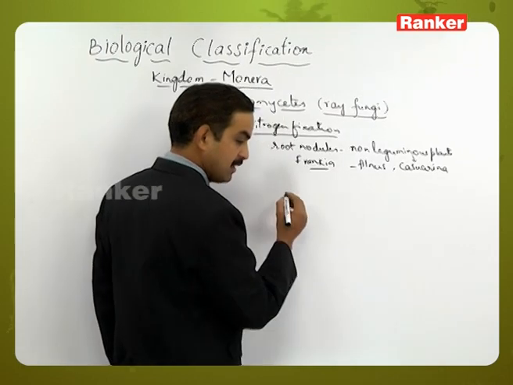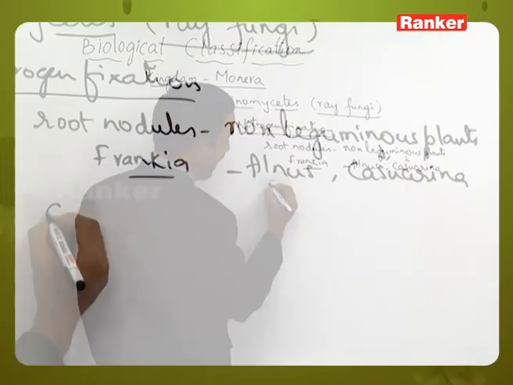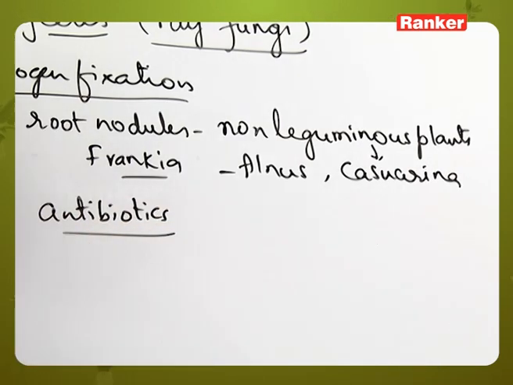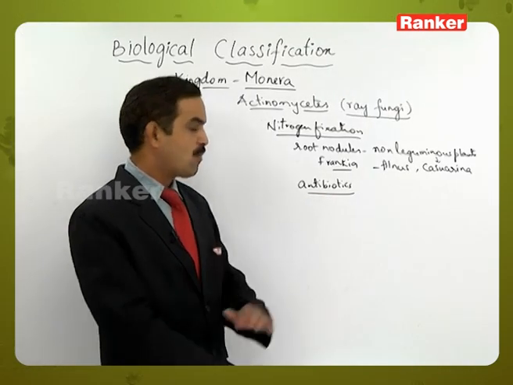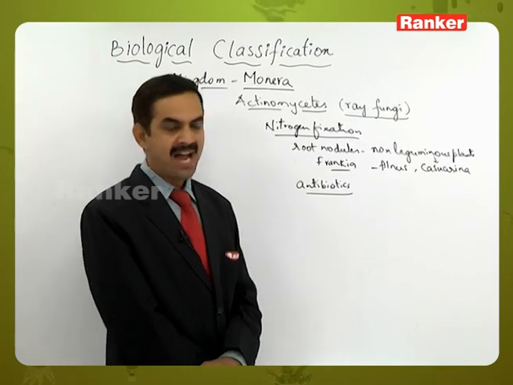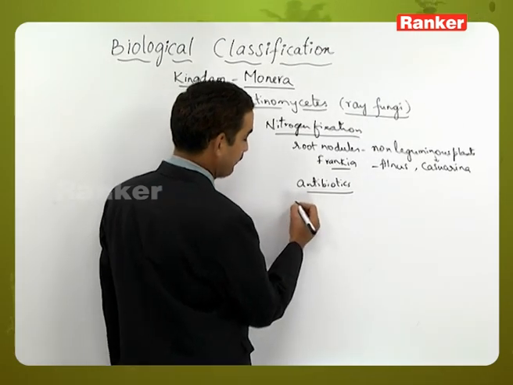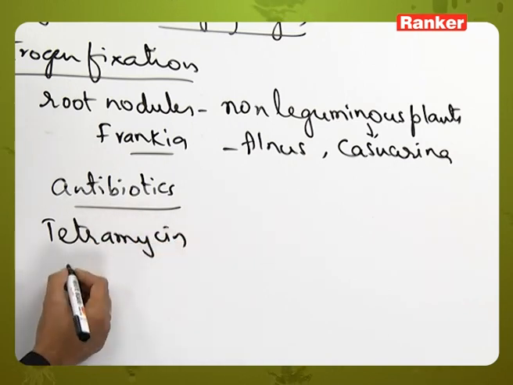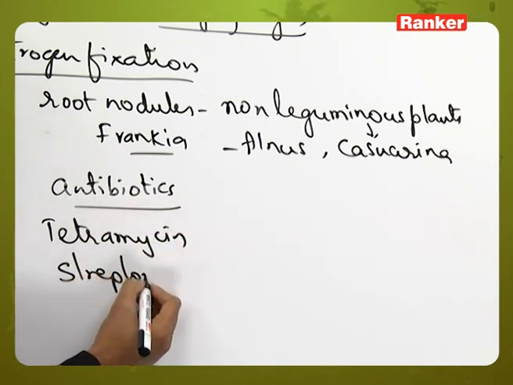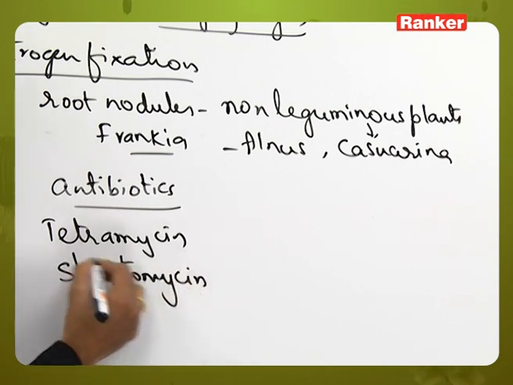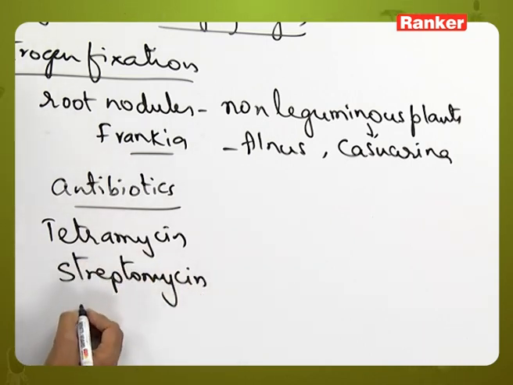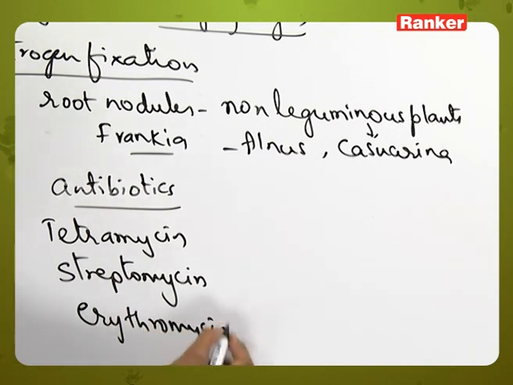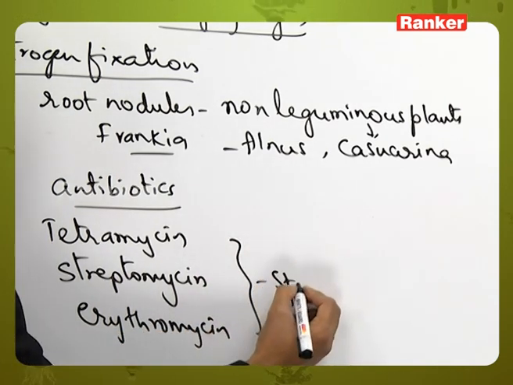and helps in nitrogen fixation. At the same time, some of them are useful in the production of antibiotics also. Some members of Actinomycetes are useful in the production of antibiotics like tetracycline, streptomycin and erythromycin. These are being produced by Streptomyces.